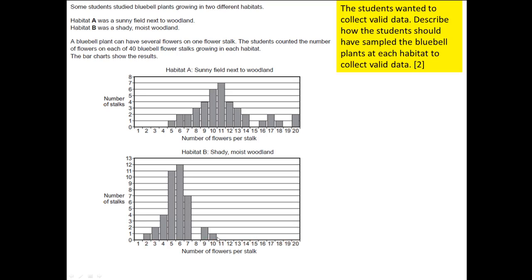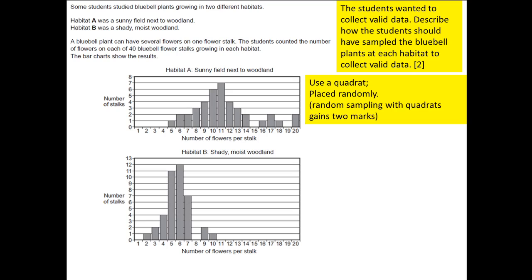Okay, so let's have a look at the questions. A student wanted to collect valid data. Describe how the student should have sampled the bluebell plants at each habitat to collect valid data. There's a big field. Which plants am I going to measure? Well, we use random sampling with quadrats. We use a quadrat to pop it down and say, I'm going to count them in this quadrat, and we make sure that we place that in a random way.